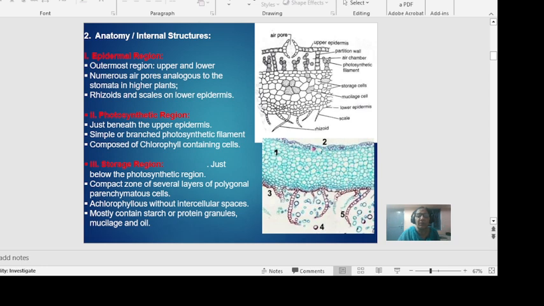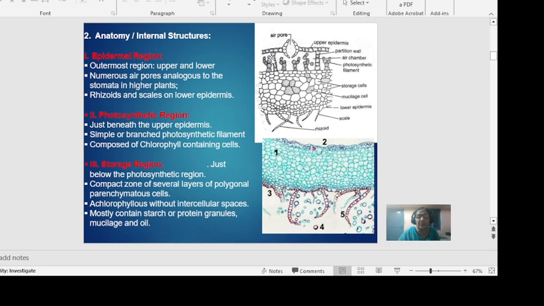If you see the internal organization, the anatomical organization of the thallus of Marchantia, it is differentiated into three regions: the epidermal region, the photosynthetic region, and the storage region. The epidermis consists of the upper and the lower epidermis. Numerous air pores are present on the upper epidermis, and rhizoids and scales are present on the lower epidermis.